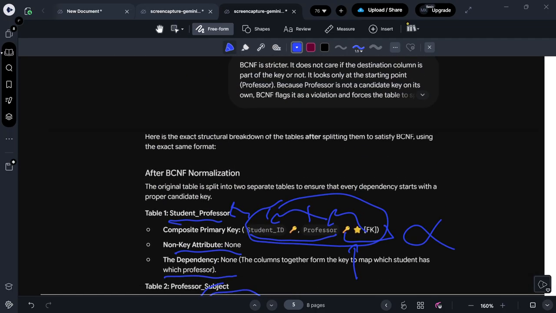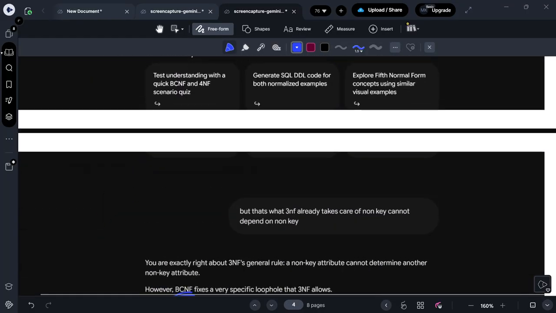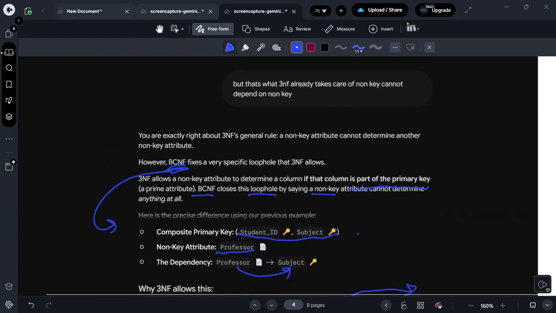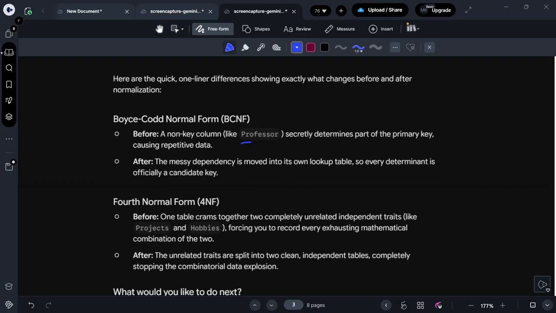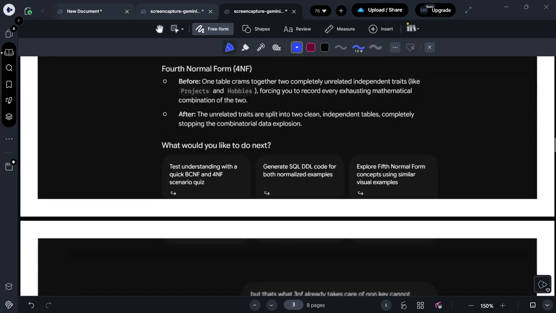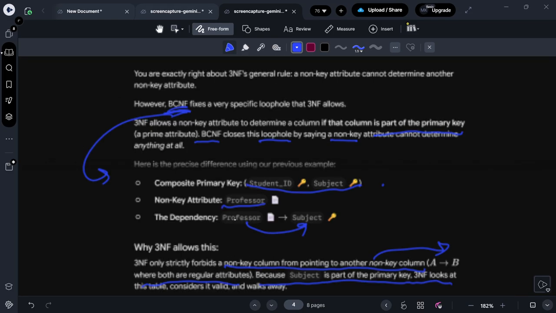We can go a little bit deeper in Boyce-Codd normal form. Looking at the Boyce-Codd normal form, for example, before, a non-key column like professor secretly determines part of the primary key, causing repetitive data. After, the messy dependency is moved into a lookup table, a different table. For example, you can see that the professor might determine part. If this professor was placed here, then that's not fine because professor determines the subject.